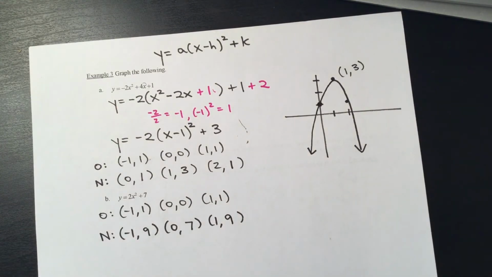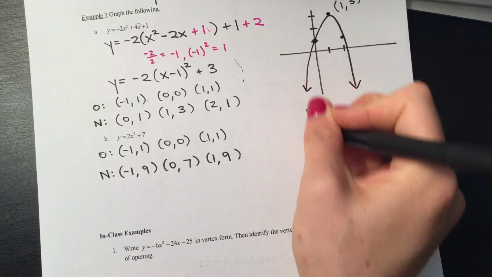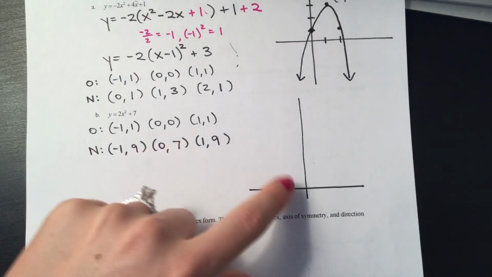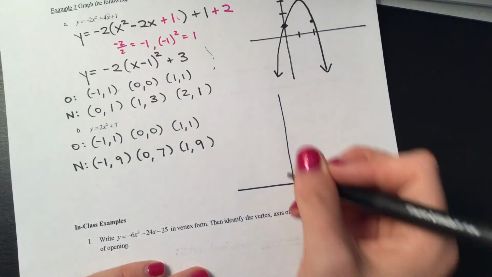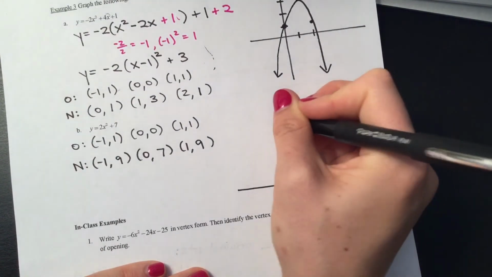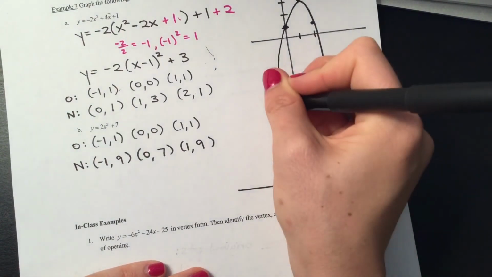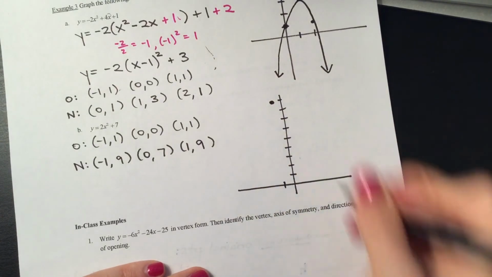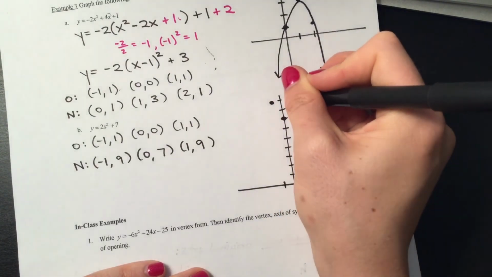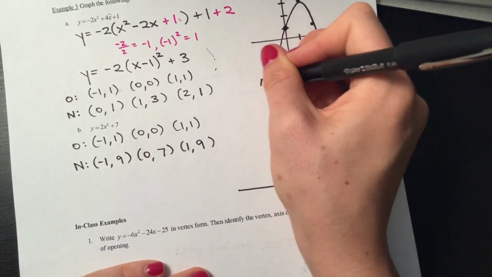So if I just plot these 3 points, then I will have my graph. I know I've got big y values here, so I don't need to bother with any negative y values. 8, 9, there we go. So -1, 9 is going to be all the way up here. 0, 7, and 1, 9, it's right there. So connect the dots, make a parabola.